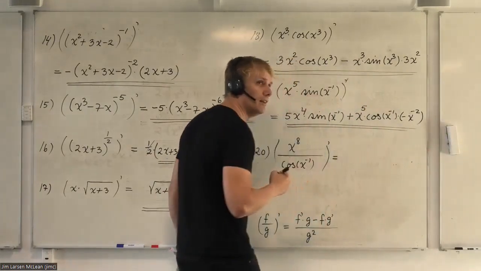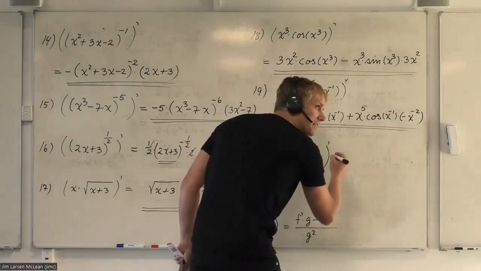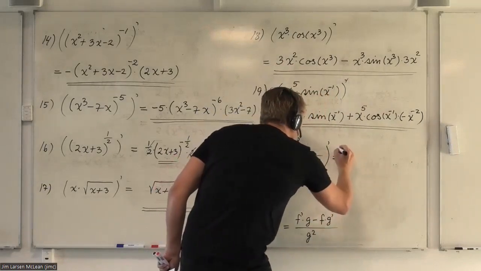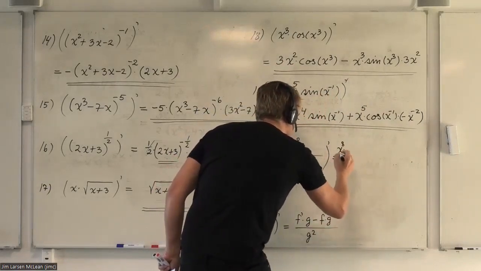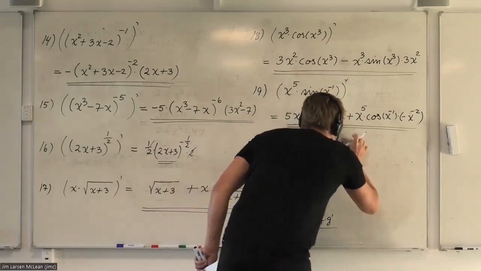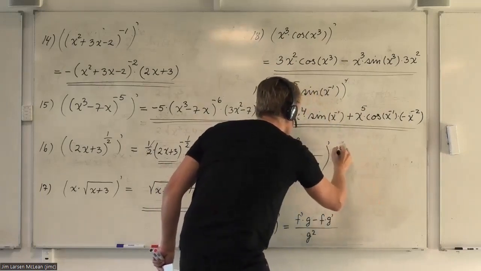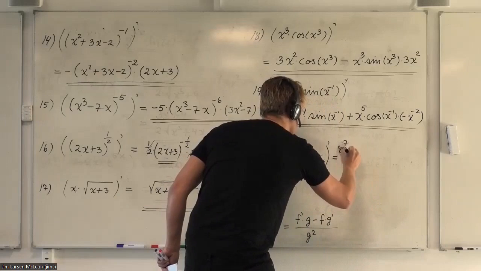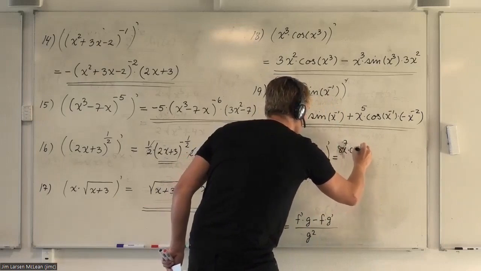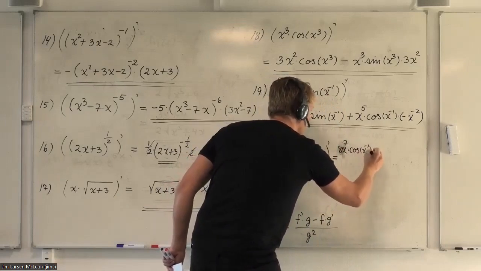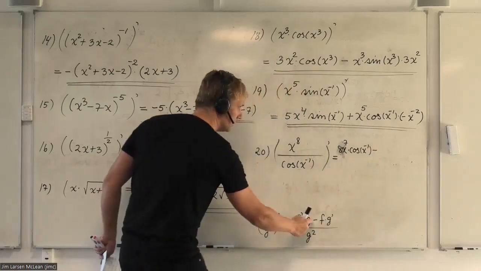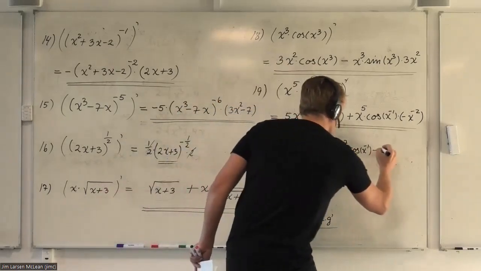Small boards aren't all that great either. So the numerator is untouched. Oh, multiply the denominator. Oops, sorry. Differentiate the numerator: 8x to the 7th. Multiply the untouched denominator, the cosine of x to the negative first. Minus, because there's a minus sign in the circle. X to the 8th is untouched.